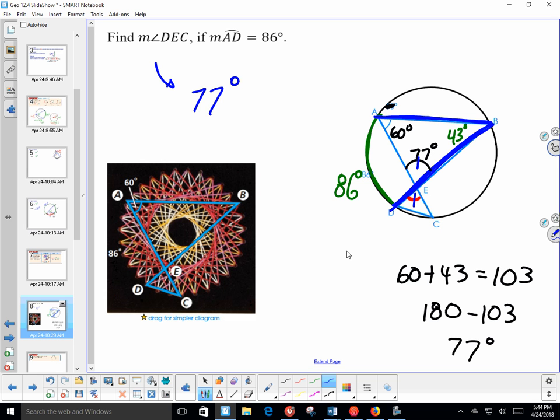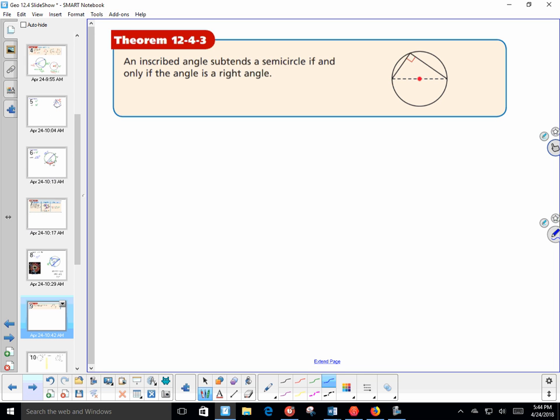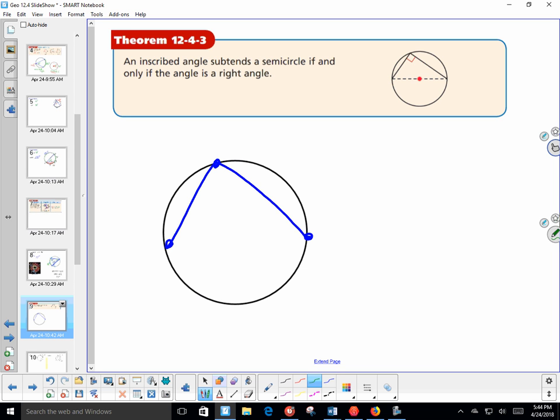All right, again, pause if you need to. Let's take a look at the next example, or I should say the next theorem. An inscribed angle subtends a semicircle if and only if the angle is a right angle. So if I have an inscribed angle, let me draw another picture. Let's say my inscribed angle looks like this, and if I know for a fact that this inscribed angle is a right angle, then that tells me that it subtends a semicircle. In other words, this would have to be a diameter, and then this would be the semicircle here.